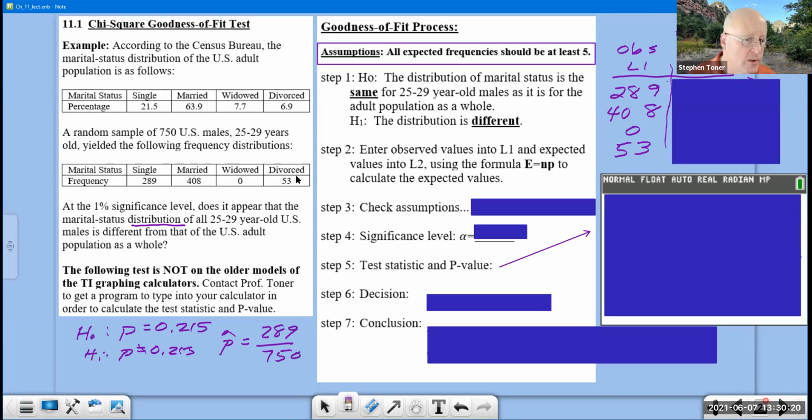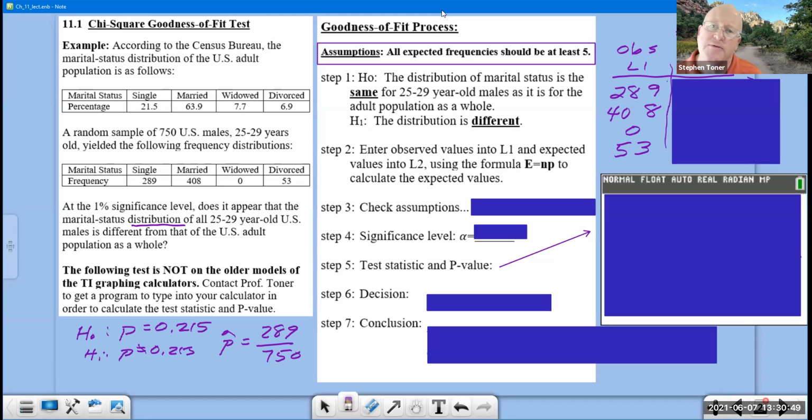Okay, the following test is not available on the old TI graphing calculator. So if you've got an old TI-83 and you go into that menu, and I will show you what I mean by that menu in a little bit, if you don't see goodness of fit or GOF, then ouch, you're going to need to contact me and I will help you write a program that you'd have to type in manually.